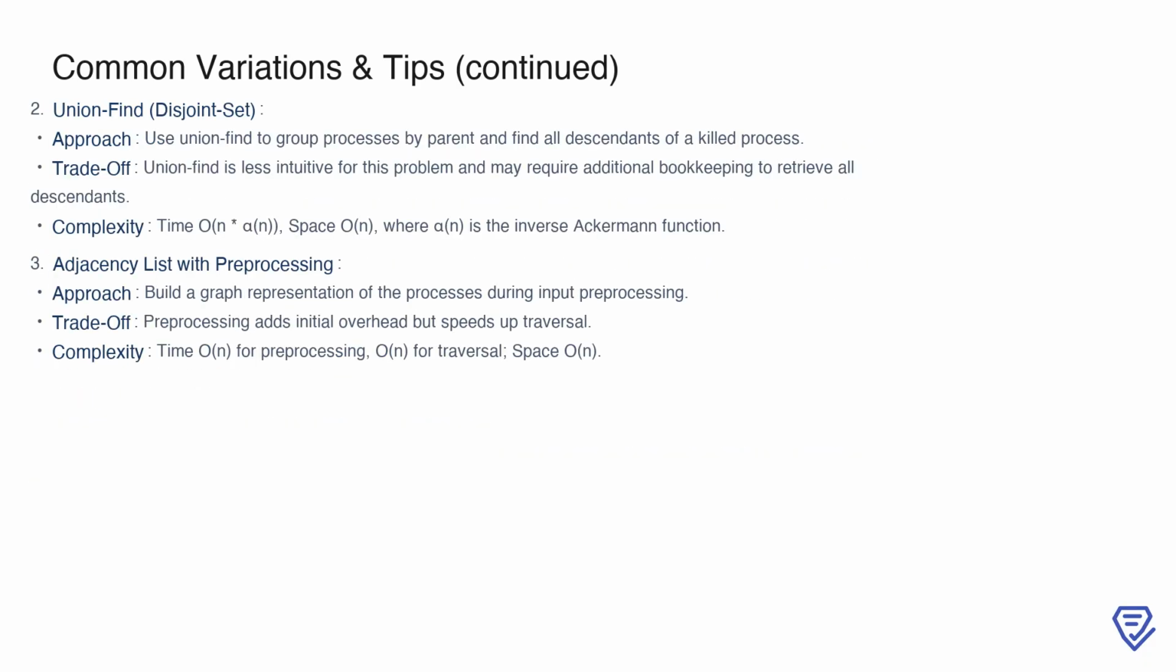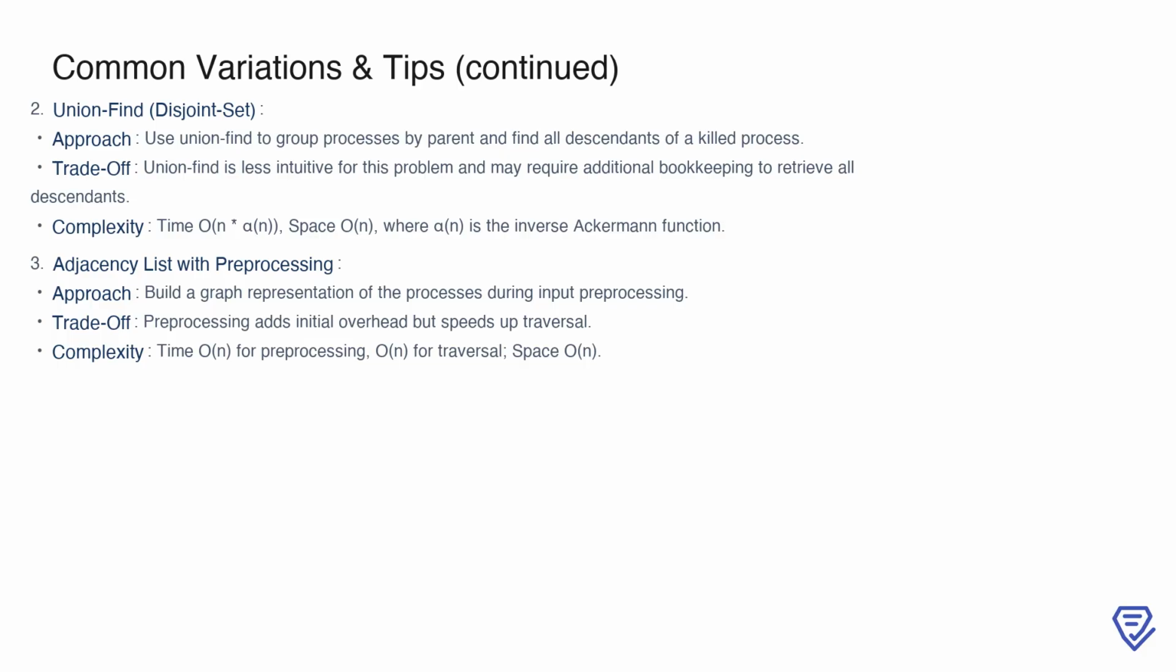Another alternative is using the union find or disjoint set data structure. This approach groups processes by their parent and helps you retrieve all descendants of a kill process. While this method is powerful, it's less intuitive for this particular problem and may require additional bookkeeping to track all descendants. The time complexity is O(n α(n)), where α(n) is the inverse Ackermann function, and the space complexity is O(n).